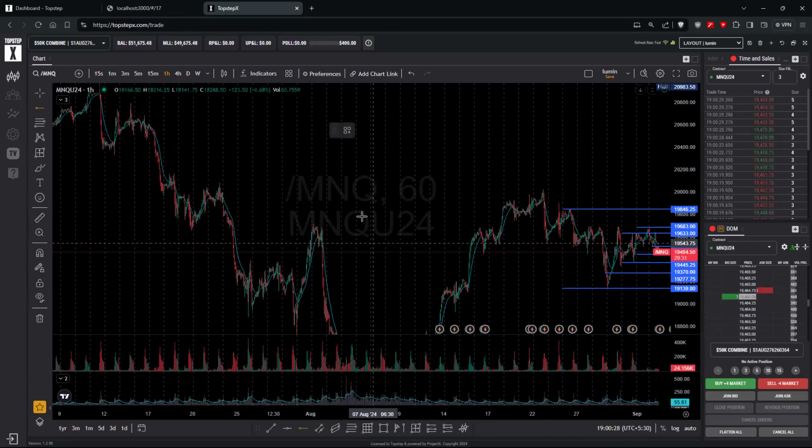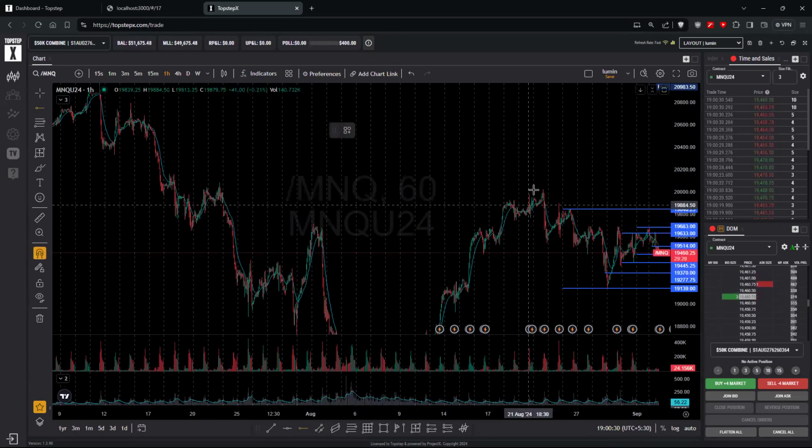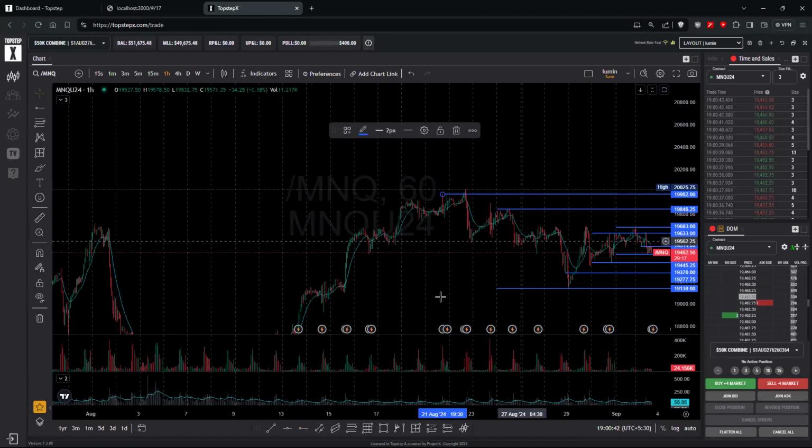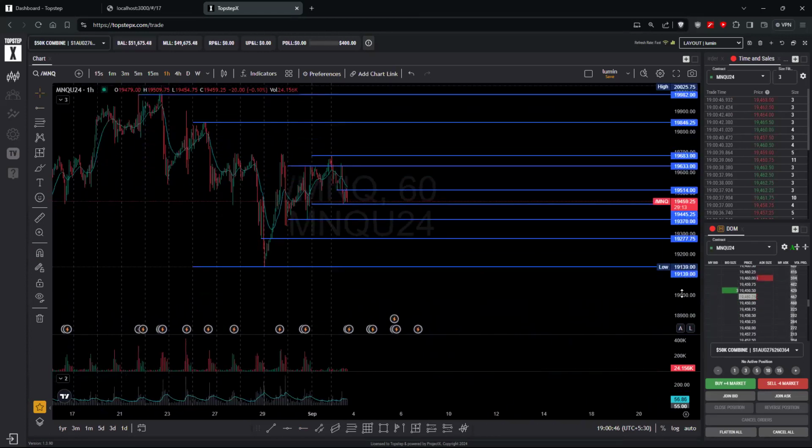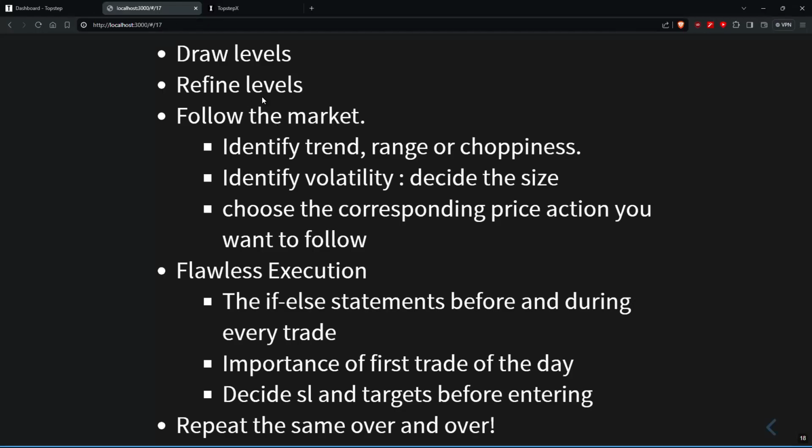So we have to keep an eye on it. And the latest rejection was around these. It rejected around two times here. So let's just put it on top of this wick. Yeah. So as far as hourly levels are concerned, this should be enough for now. Now let's refine the levels. These are rough levels.